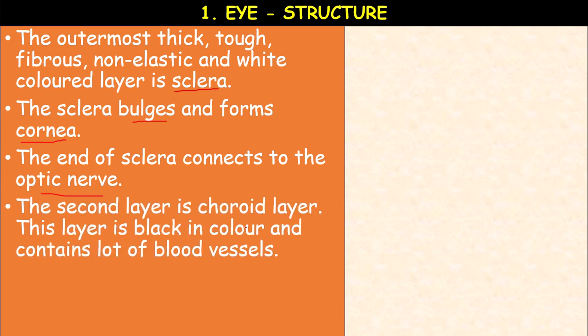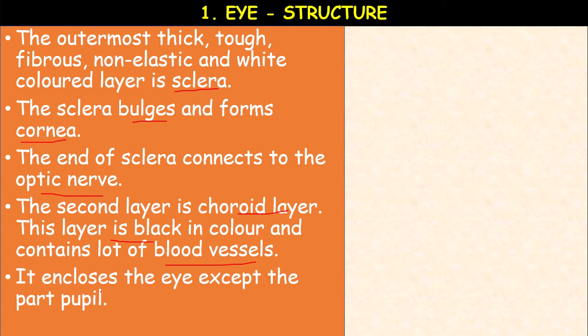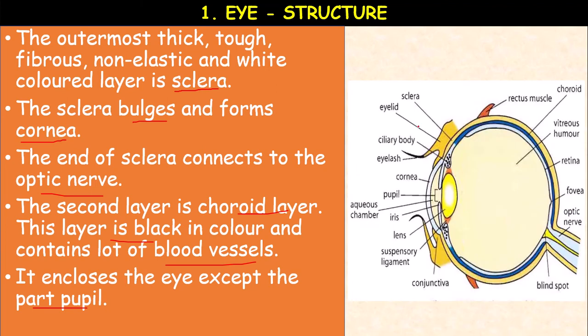The second layer is the choroid layer. It is richly supplied with blood vessels. This layer is black in color and contains a lot of blood vessels. It encloses the eye except the pupil part. So this is the sclera, it bulges out and forms the cornea.